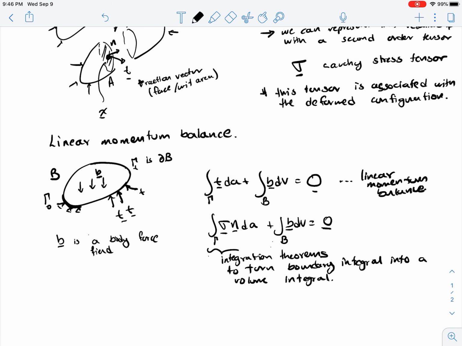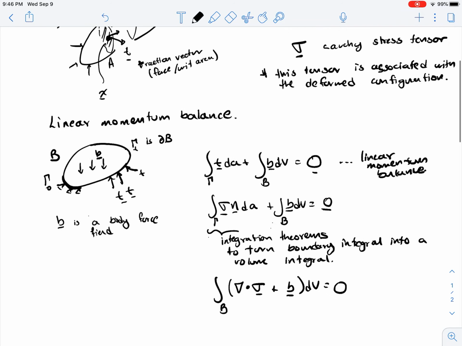I'm ignoring dynamics for now. And then if I use Gauss theorem, I can transform this boundary integral into a volume integral. So this is going to give you divergence of sigma plus this body force field equals 0.